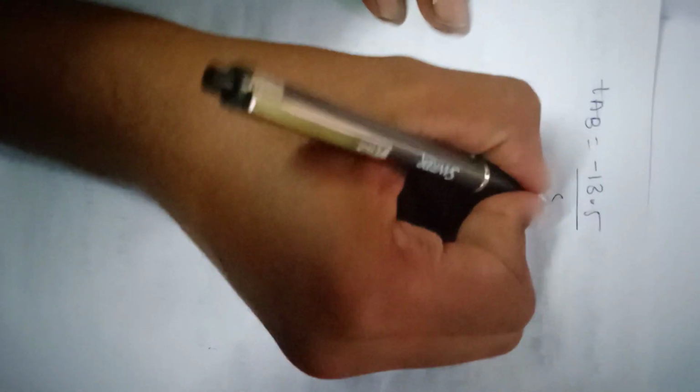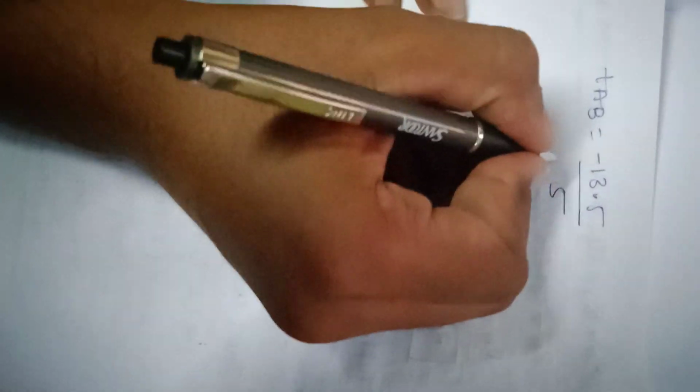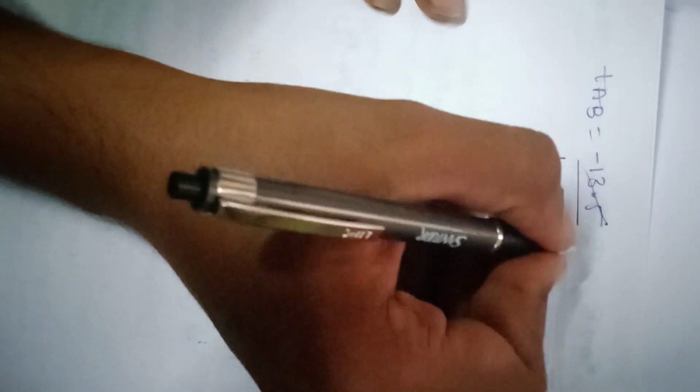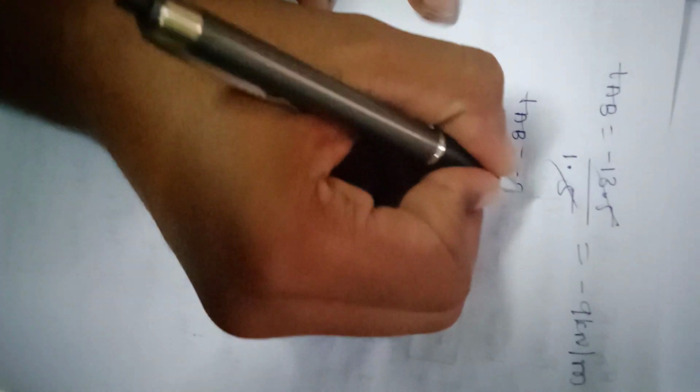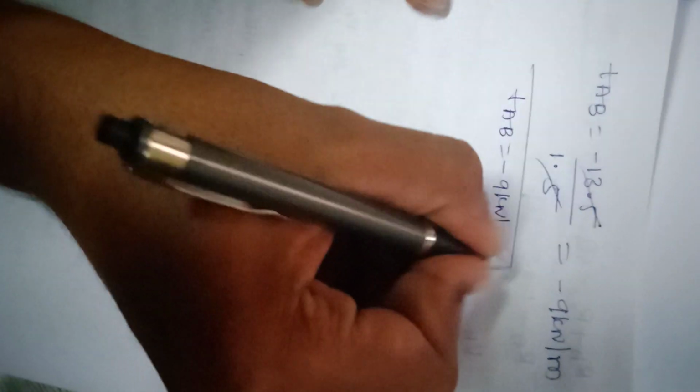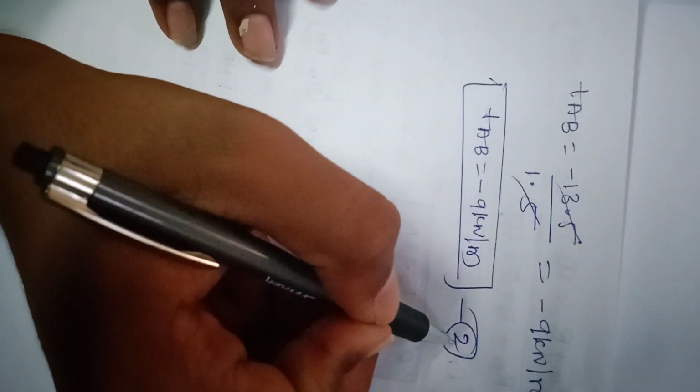Therefore tension AB equals minus 13.5 by 1.5 meters. Then cancel it, do the calculation, and say the answer. Tension in member AB equals minus 9 kilonewton per meter. This is T of AB equals minus 9 kilonewton per meter, considered to be equation number 2. The earlier one is considered as equation 1.